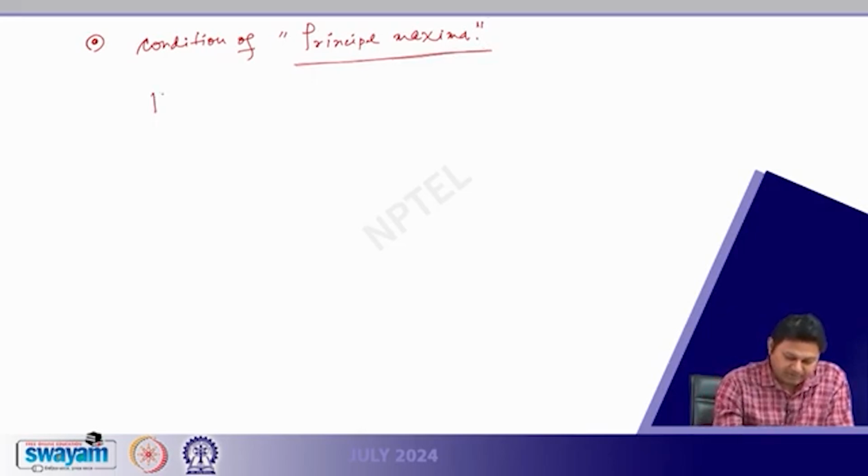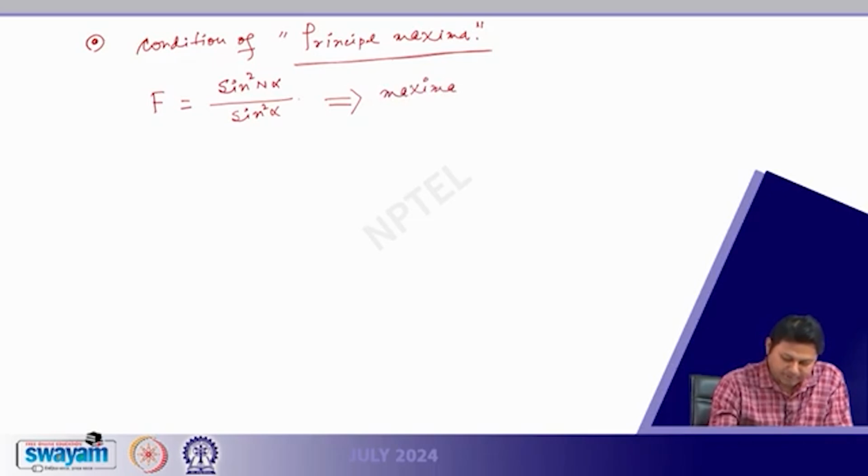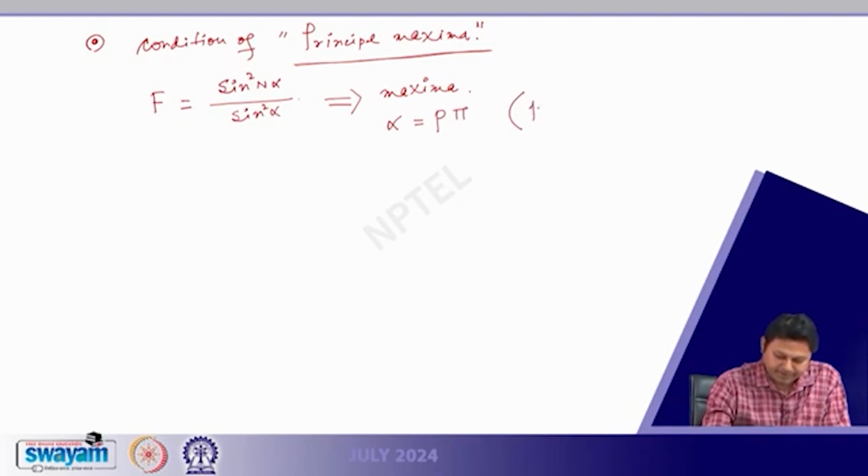So our function f is sin square n alpha divided by sin square alpha, and we showed that this becomes maximum when alpha is equal to p pi, where p is some integer. p can take the value of 0, plus minus 1, plus minus 2, plus minus 3, and so on.